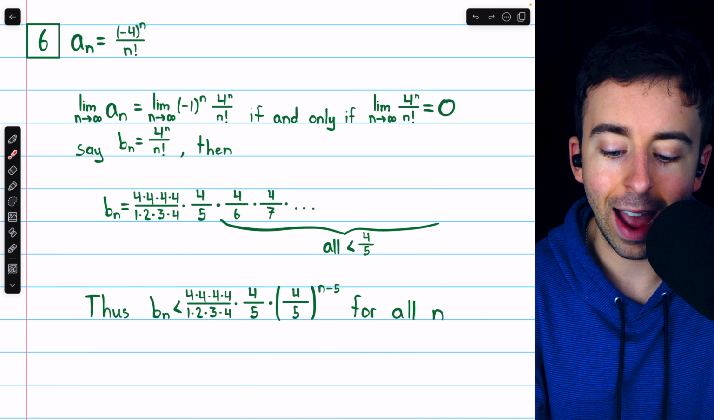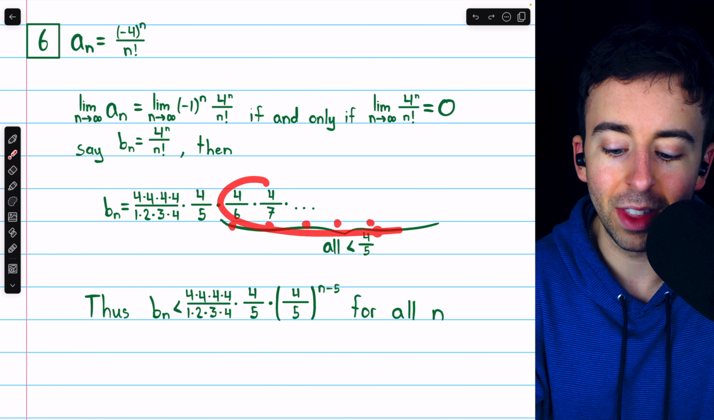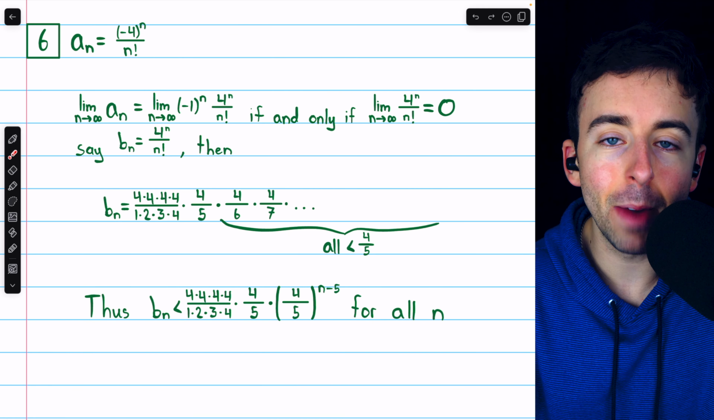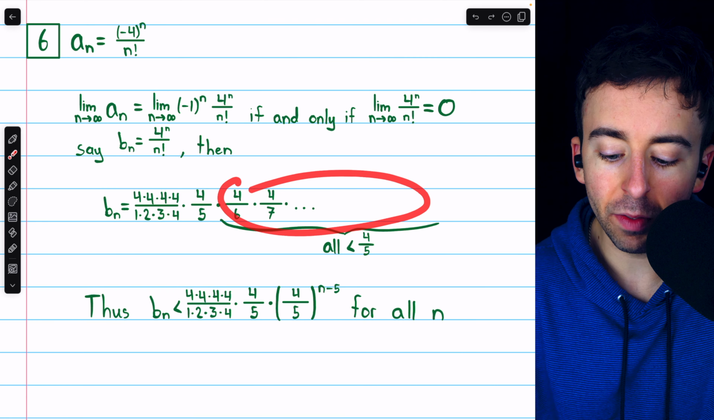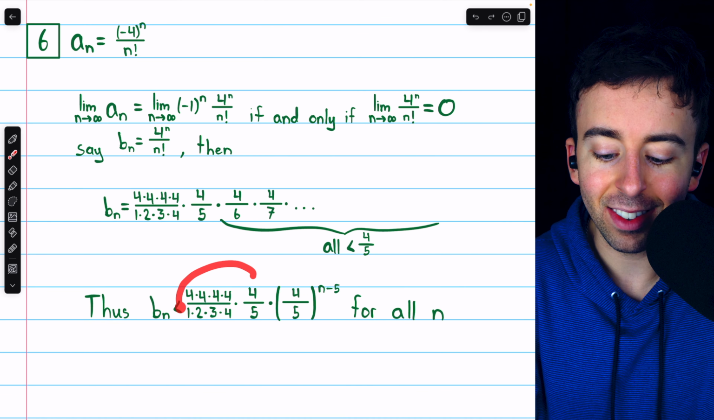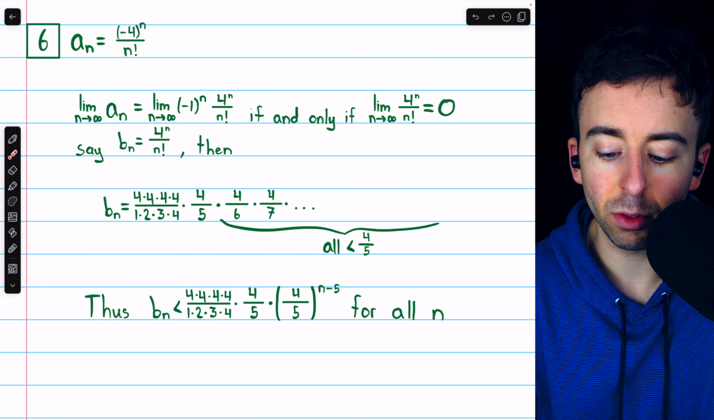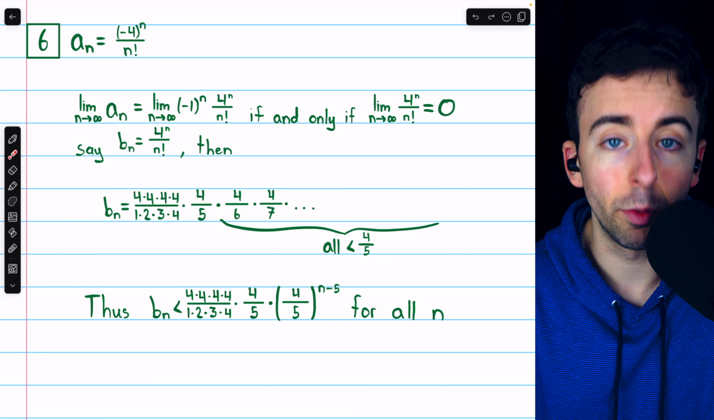And then after that, each term of the sequence has an additional factor as part of this tail. But there are n minus 5 factors there, all of them being less than 4/5, so each term Bn is less than this product, where these n minus 5 factors are replaced with n minus 5 factors of 4/5.